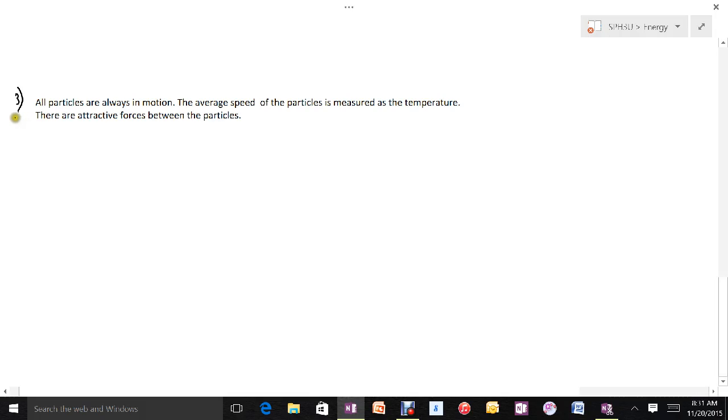And looking at states of matter and things like that, they were able to come up with the idea that these particles must have some attractive forces between them. To talk about that in states of matter more, I will start another video.